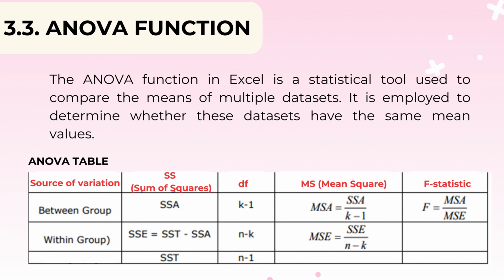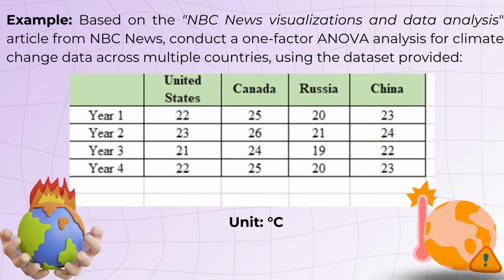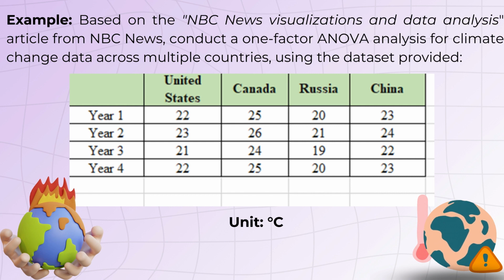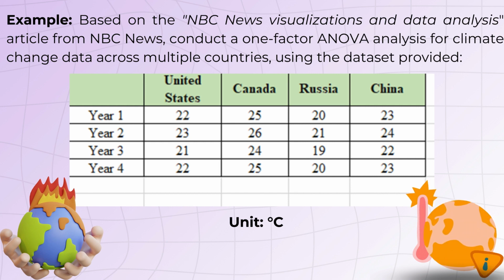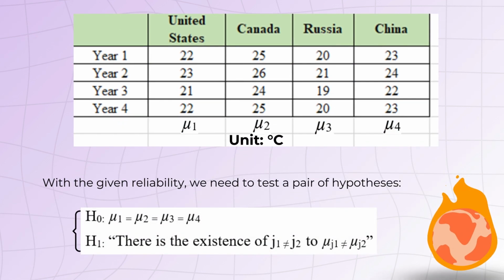3.3. Anova function. The Anova function in Excel is a statistical tool used to compare the means of multiple datasets. It is employed to determine whether these datasets have the same mean values. Example: based on the NBC News visualizations and data analysis article from NBC News, conduct a one-factor Anova analysis for climate change data across multiple countries using the dataset provided.